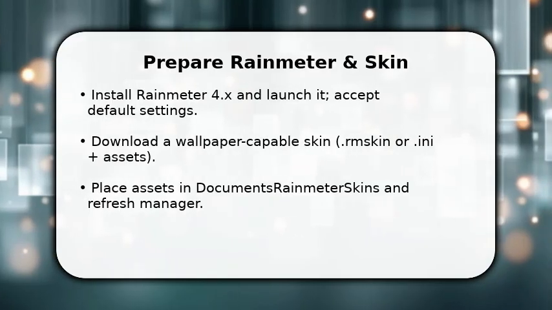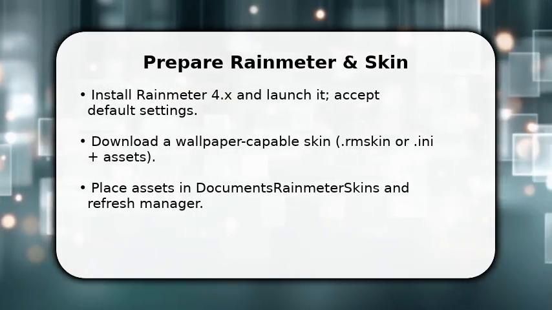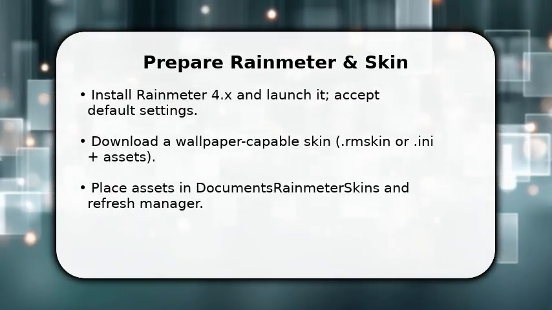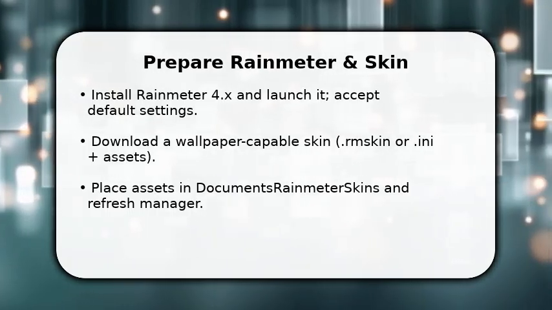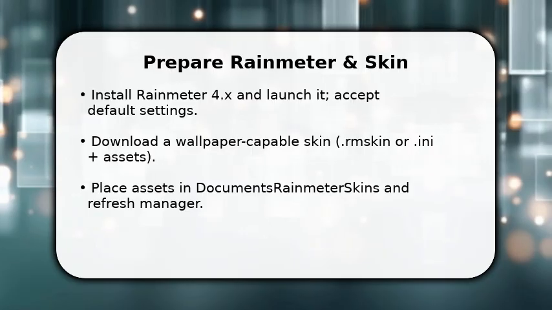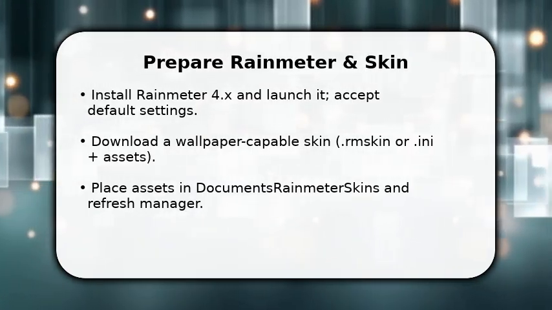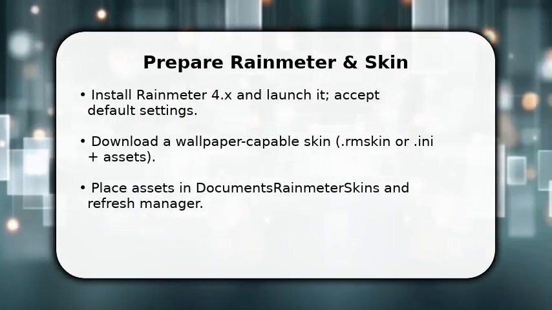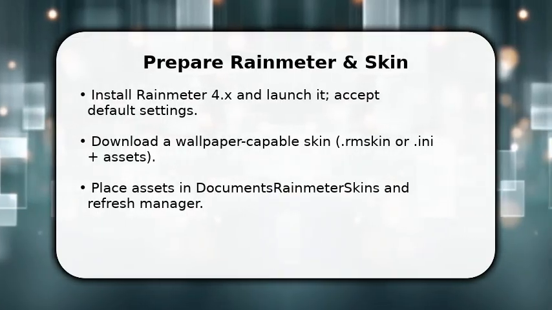You start by making sure Rainmeter is installed and running. This is not optional. Once done, download a wallpaper-capable skin package or extract the INI and asset folders into documents/Rainmeter/skins. Then open the Rainmeter Manager and hit Refresh All. This makes the new skin visible. You do this now so the skin files are properly registered and accessible. Otherwise, the next steps won't find the wallpaper layer to set.